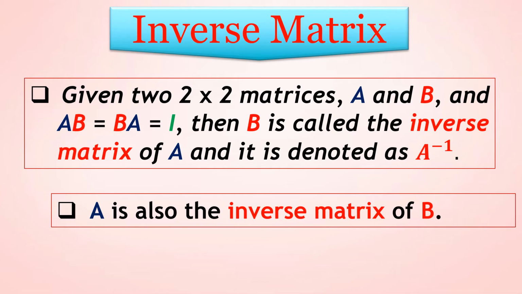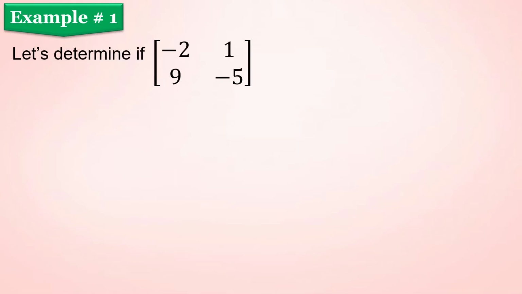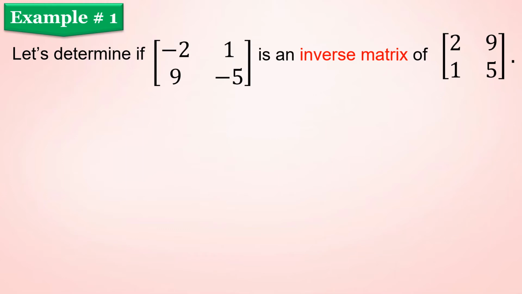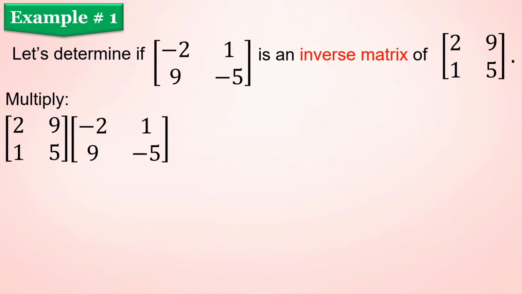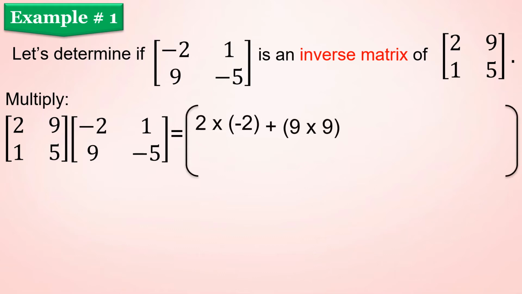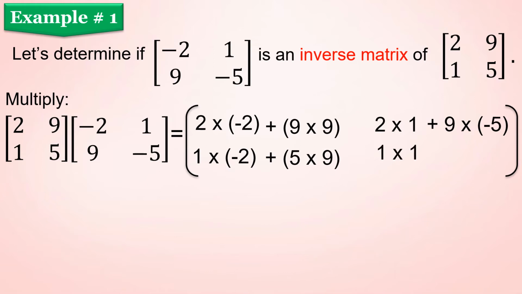So in order to understand this one, let us have some examples. So let us have example number 1. Let's determine if -2, 1, 9, -5 is an inverse matrix of 2, 9, 1, 5. So from here, we are going to multiply the two matrices. And in multiplying, it is row times the column. So we have 2 times -2 plus 9 times 9, then 2 times 1 plus 9 times -5, then 1 times -2 plus 5 times 9, and 1 times 1 plus 5 times -5.